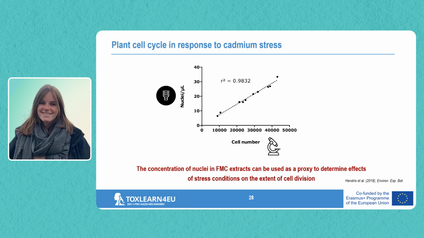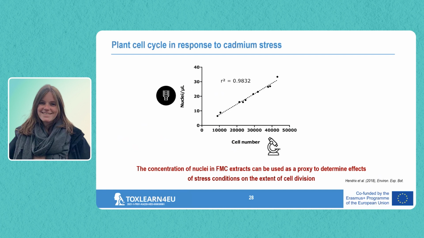And what I then did was for each of these data points, I put them on this type of graph to check whether there was any correlation. And then I nicely saw that the cell number, which I determined really via microscopy, was very strongly correlated to this new parameter, so the number of nuclei per microliter, which I determined using flow cytometry. So you can see here that the correlation was very strong. So the conclusion from this was that the concentration of nuclei in flow cytometry extracts can actually be used as a proxy to assess effects of stress conditions on the extent of cell division.